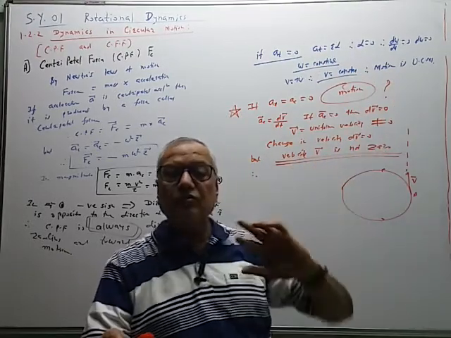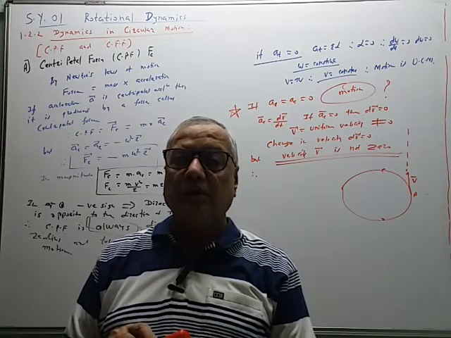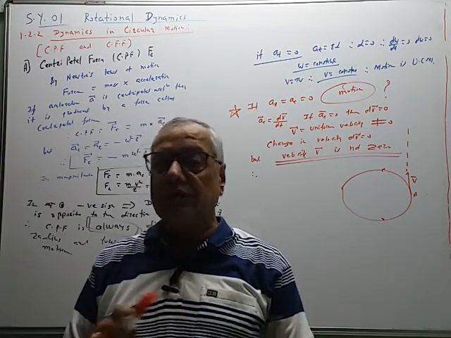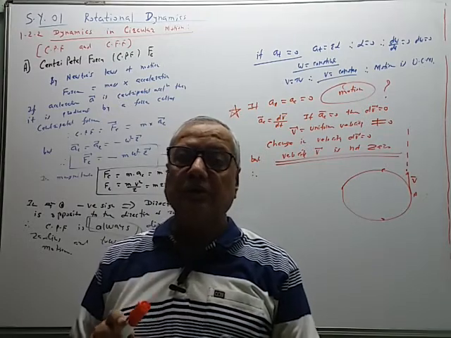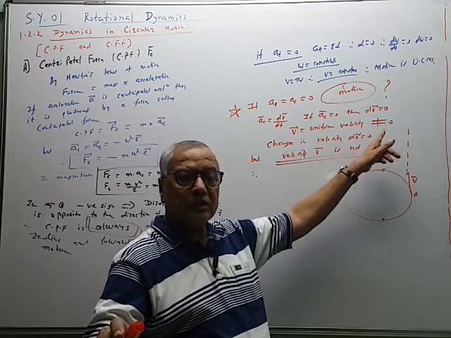In this case, UCM will stop, circular motion will stop, but motion will change into the new type. Linear motion along the tangent to the circle will start.